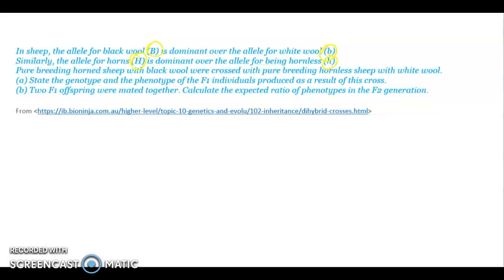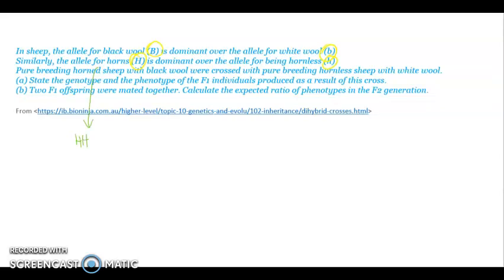But pure breeding black wool and pure breeding horn sheep with black wool means that they're all going to be homozygous for each of their traits. So if horn sheep is big H, then this sheep is going to be big H, big H. But let's do the wool color first.